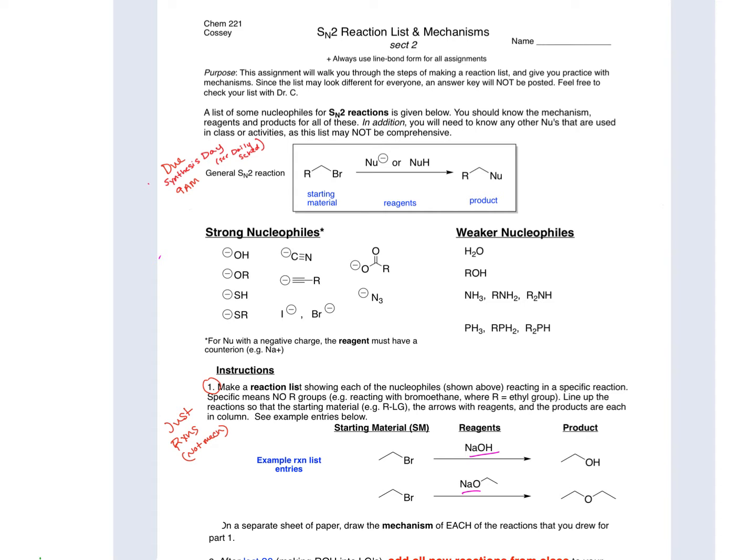How are we going to know what reactions to make? It's going to be these nucleophiles that are listed above. If you see, there are strong nucleophiles on the left and weaker nucleophiles on the right. And there's actually a couple of them. They go down columns, but on this side we've got this many, and on this side we've got this many. So those are all the ones that we need to make sure we do.